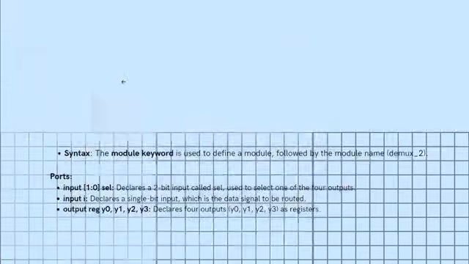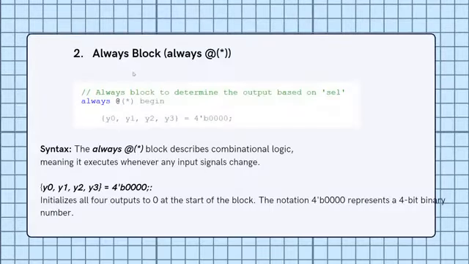Now the next important one is the always block, which starts with always @(*). It determines the output based on the select line. Here the main syntax keyword is always @(*). This block describes combinational logic, meaning it executes whenever any input signal changes. First we have y0, y1, y2, y3 assigned 4'b0000. It initializes all four outputs to 0 at the start of the block, and the notation 4'b represents a 4-bit binary number.